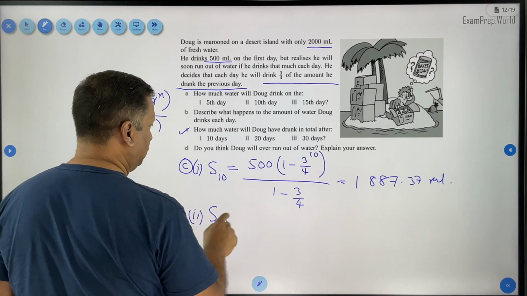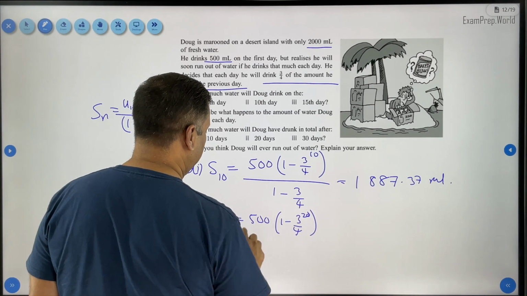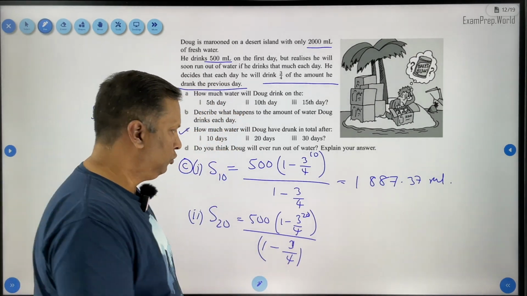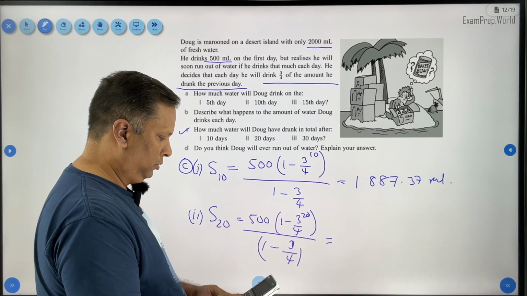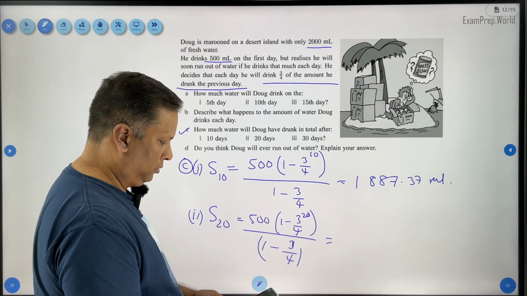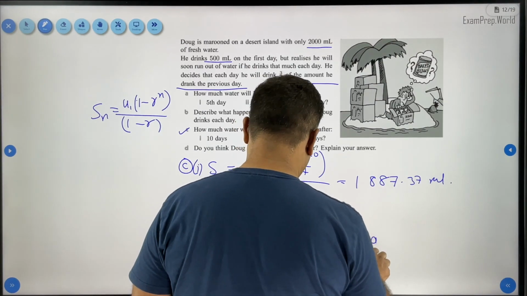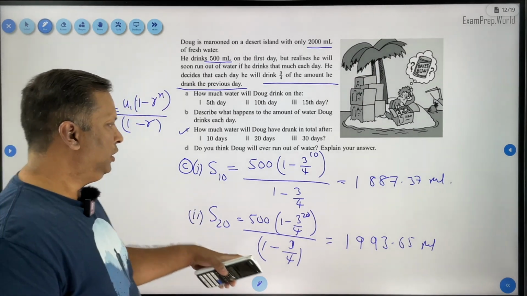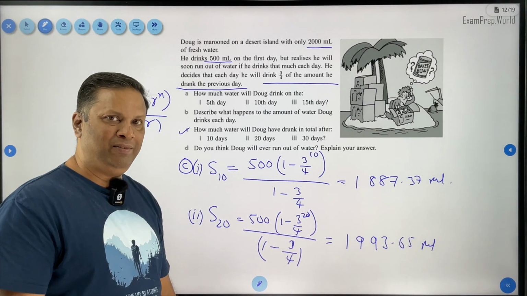Part 2. So here we are going to do 500 times 1 minus 3 by 4 whole to power 20 by 1 minus 3 by 4. Okay. So let's calculate this one. 500, 2000, I'll change the power here directly. 1993.65 ml. So from 10 to 20 days he has drunk very little water. Okay. In maths it is possible, real life very difficult.